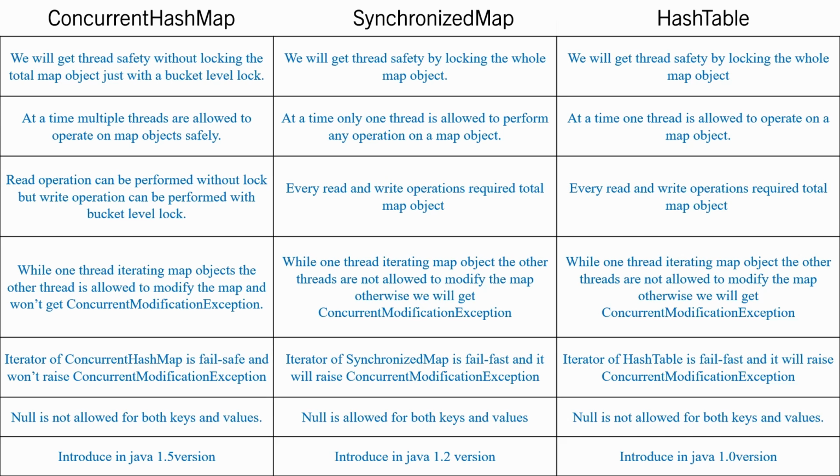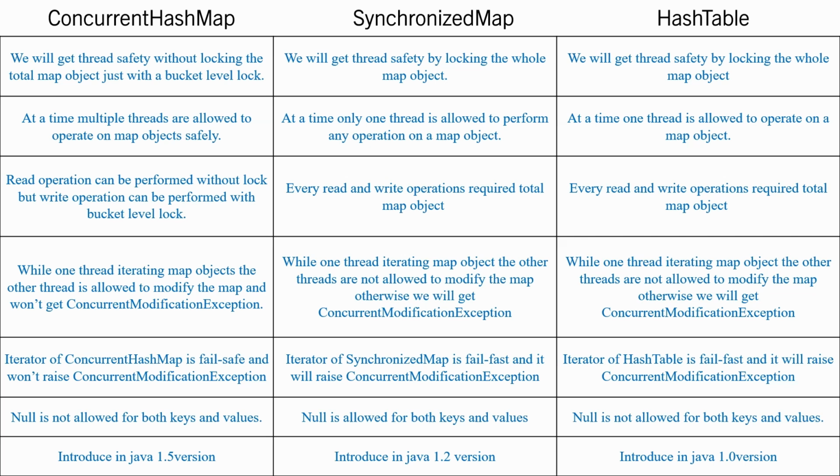And concurrent hash map is thread safe. It locks at a bucket level. It doesn't lock the entire map. So that is an advantage of concurrent hash map over synchronized. For concurrent map, at a time, multiple threads are allowed to operate on the map object safely. For synchronized map, only one thread is allowed to perform, because it will lock the entire map. And hash table also allows only one thread. For read operation, we can do it without lock, but for write operation, we have to have bucket level locking. For read operation, there is no issue, right?